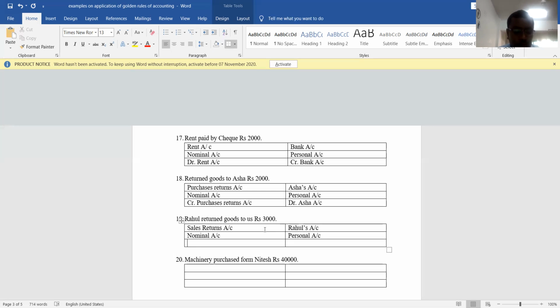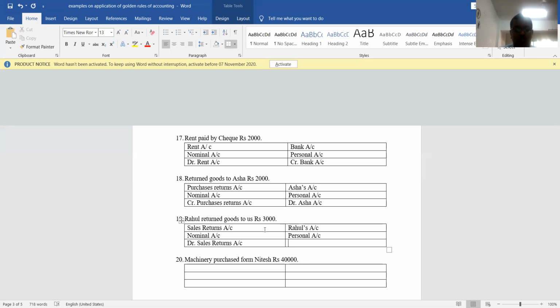Here, which rule of nominal account is applicable to sales return? See here, sales are income, so usually we credit the sales account. Sales returns are opposite to sales, so we have to debit the sales returns account. Sales returns are nothing but a reduction in income, which is nothing but loss. What is the debit rule of nominal account? Debit all expenses and losses. So sales returns account should be debited, because there is a reduction in income.